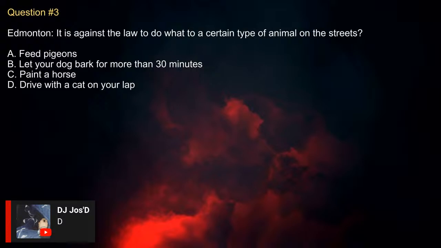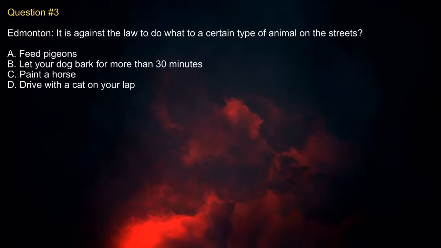Drive with your cat on your lap. That could have maybe caused some accidents, possibly. Maybe. I don't know who drives with their cat on their lap, but maybe the cat got startled or something. I don't know. So, all right. Out of all the answers that we have tonight, you are all wrong. It is C. Paint a horse.